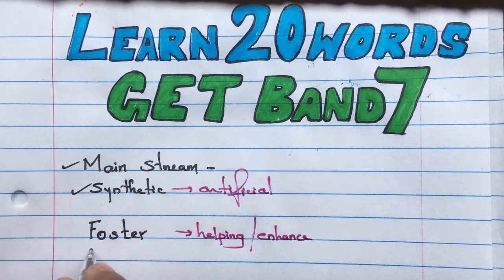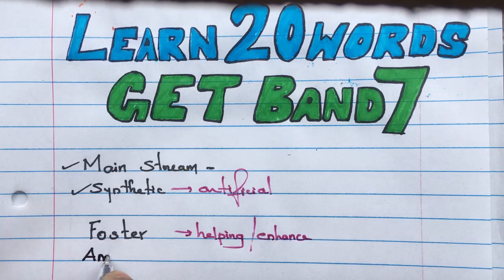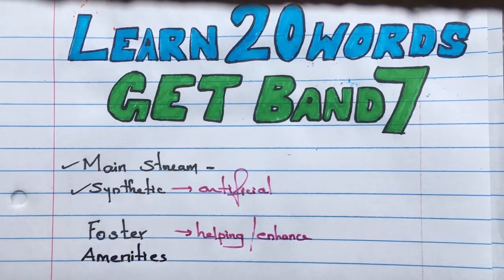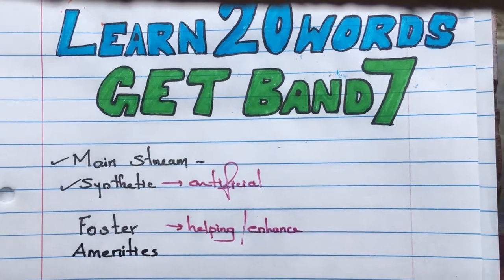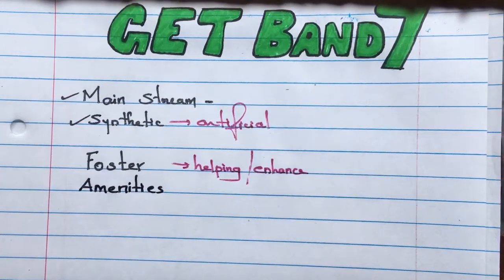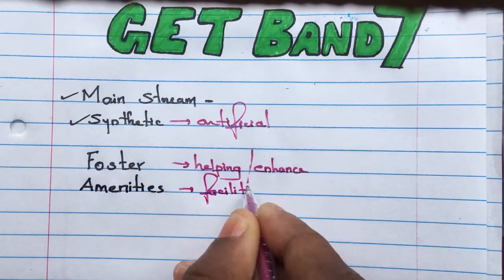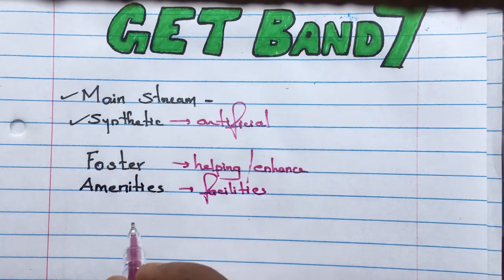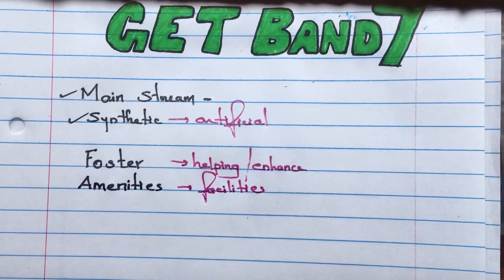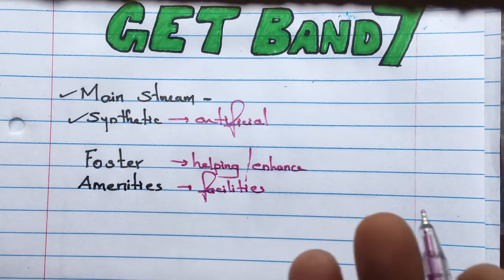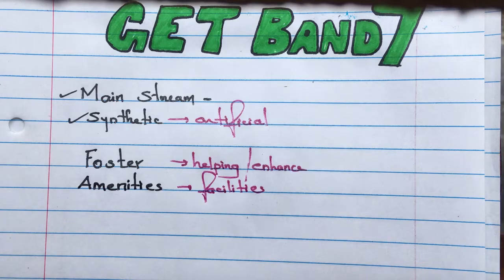And next is amenities. Amenities means something like facilities. You could say, like, the government should add more facilities for the disabled, or more amenities are vital in a specific area or something like that. You could add your example here and try to practice with this vocabulary.